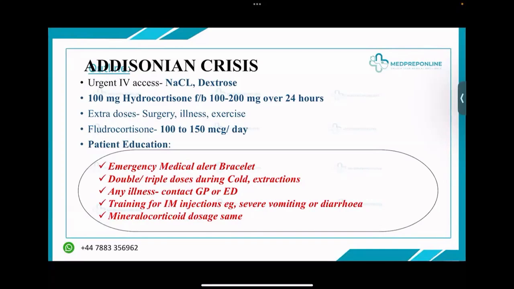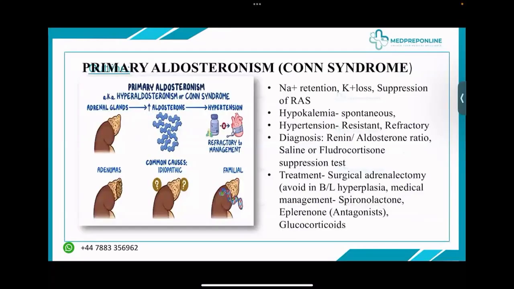Plus, if you're giving mineralocorticoid, the dosage remains the same. You do not have to increase it in times of stress because hydrocortisone at a dose of 100 milligram itself has some mineralocorticoid action. So the dose of mineralocorticoid does not have to be increased.